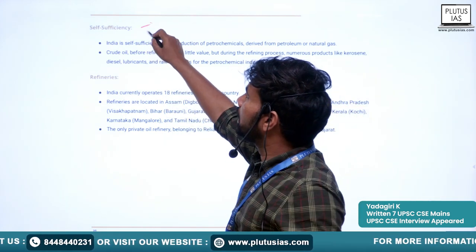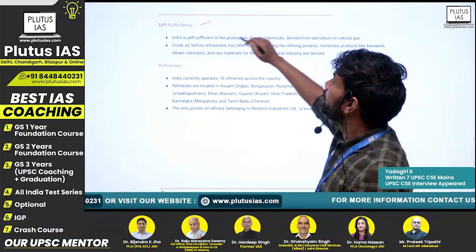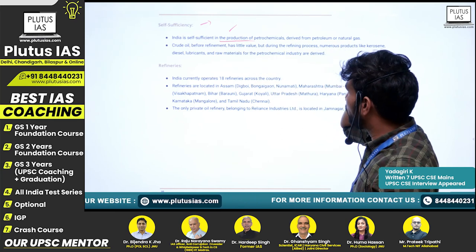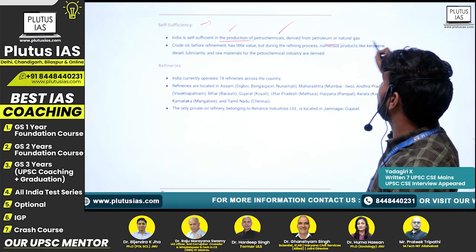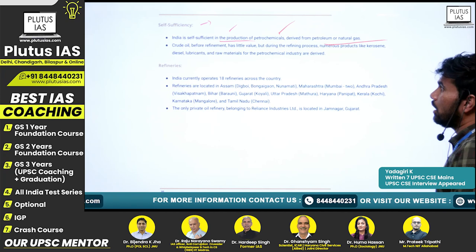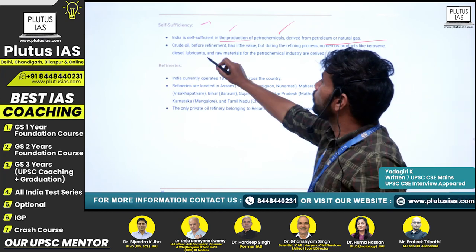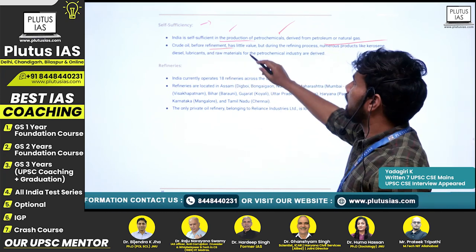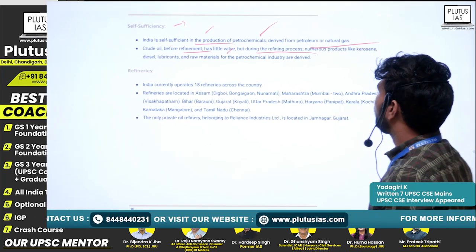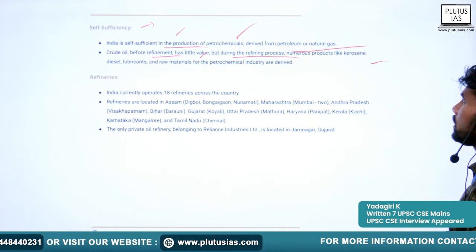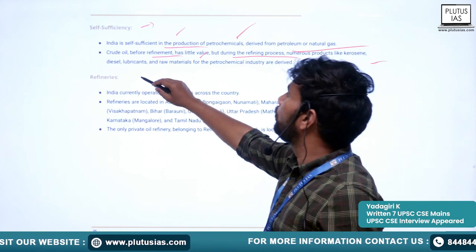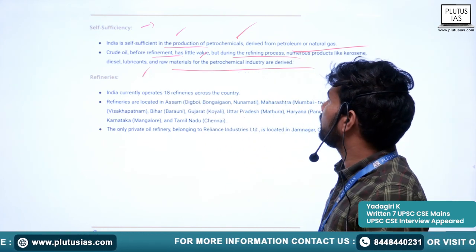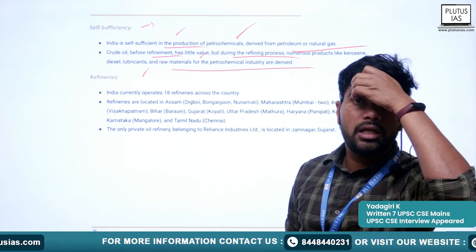Self-sufficiency: this industry has achieved self-sufficiency. India is self-sufficient in the production of petrochemicals derived from petroleum or natural gas. Crude oil before refinement has little value, but during the refining process, numerous products like kerosene, diesel, lubricants and raw materials for the petrochemical industry are derived.